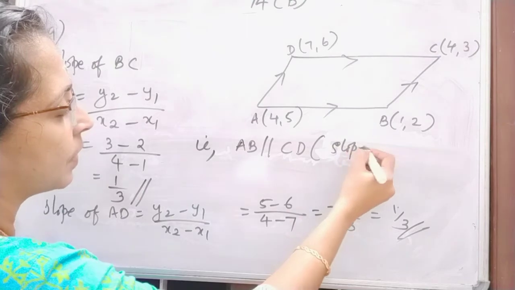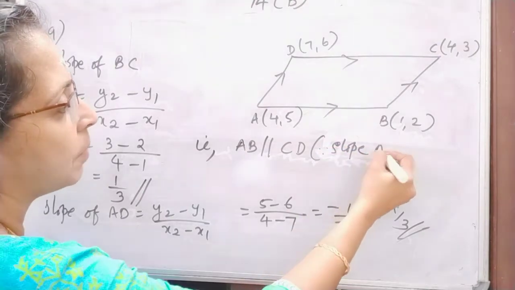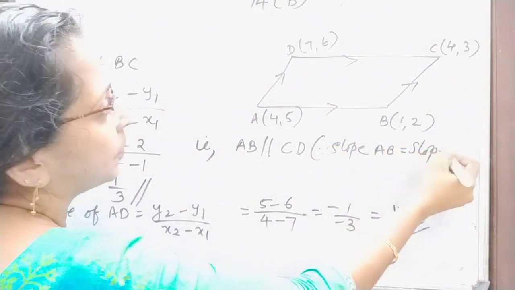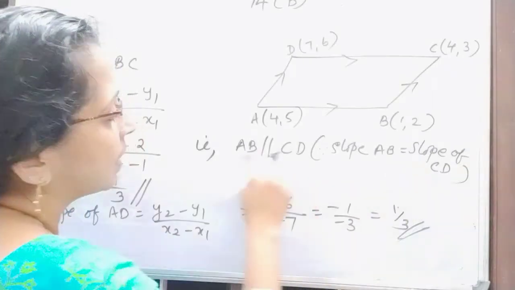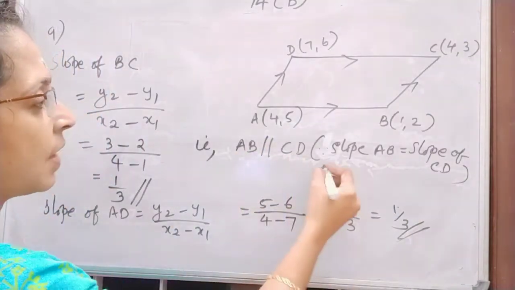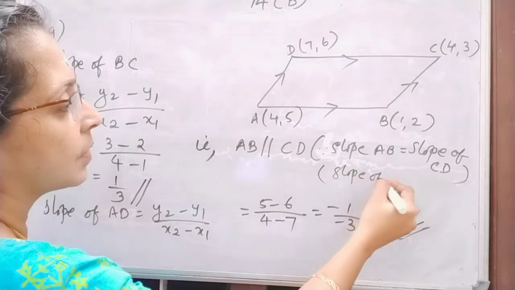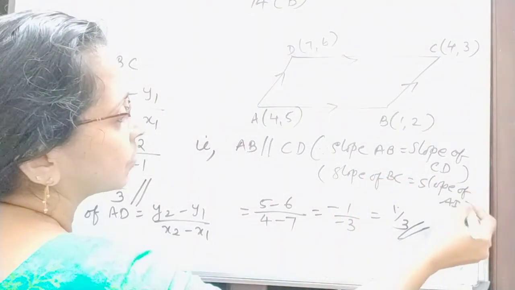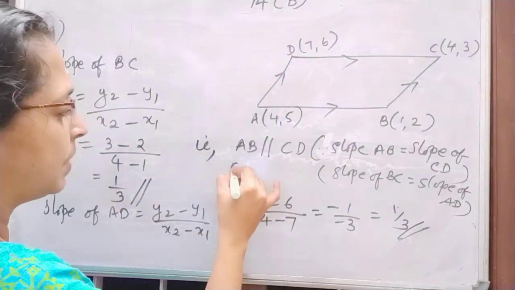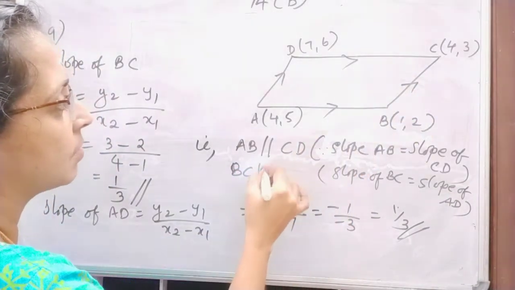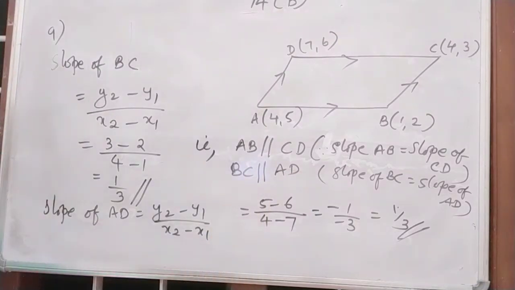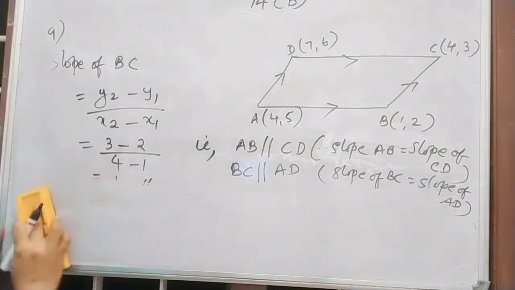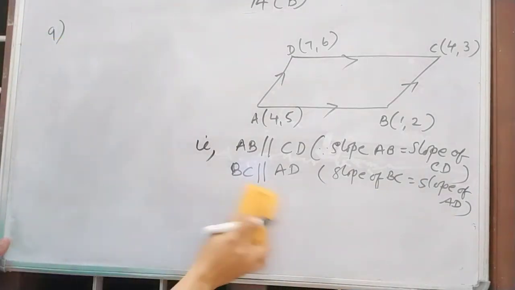Slope of AB is equal to slope of CD, that's why we wrote these two are parallel. Now we got the same slope of BC is equal to slope of AD. So BC is parallel to AD. Hence we can say that ABCD is a parallelogram.